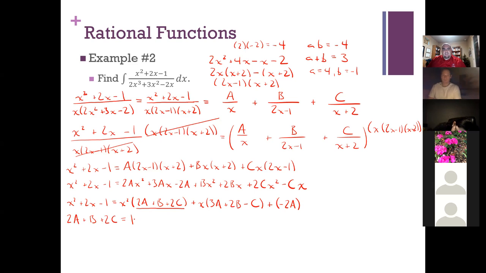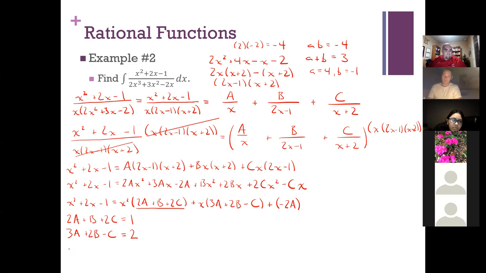And Mona Lisa, how did you know that that was equal to one? Because on the left-hand side, the coefficient of x squared is one. So then all that quantity should equal one to equal the coefficient. Right. That's exactly it. The coefficients on the left and right hand side of the equal sign have to be the same. So because of that, I know that 3a plus 2b minus c better be equal to 2.